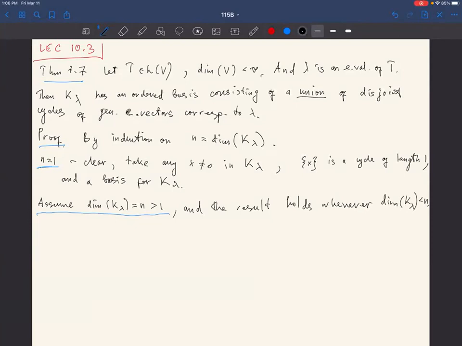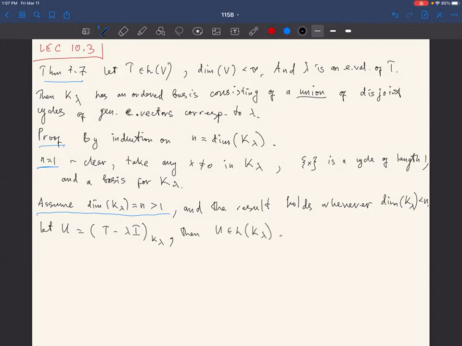So the idea here is a bit similar to what we did in the proof of theorem 7.6 in the last lecture. So we want to look at the linear operator U, which we take to be T minus lambda I, and we restrict it to K lambda. Okay, so this is going to be a linear operator. So then we have that U is a linear operator on the space K lambda.